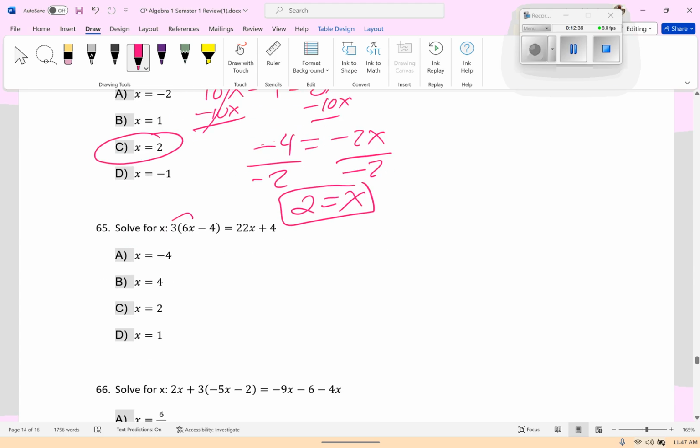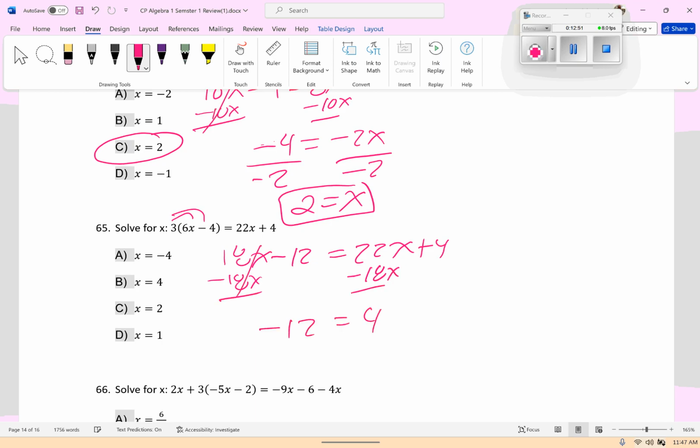Number 65, distribute over here. So I'm going to get 18x minus 12 equals 22x plus 4. Let's subtract 18x from both sides. Those cancel, so -12 is equal to 4x plus 4. Subtract this 4 from both sides, so I get -16 over here. It's equal to 4x, divide both sides by 4. -16 over -4 is x equals -4. This will be answer A.